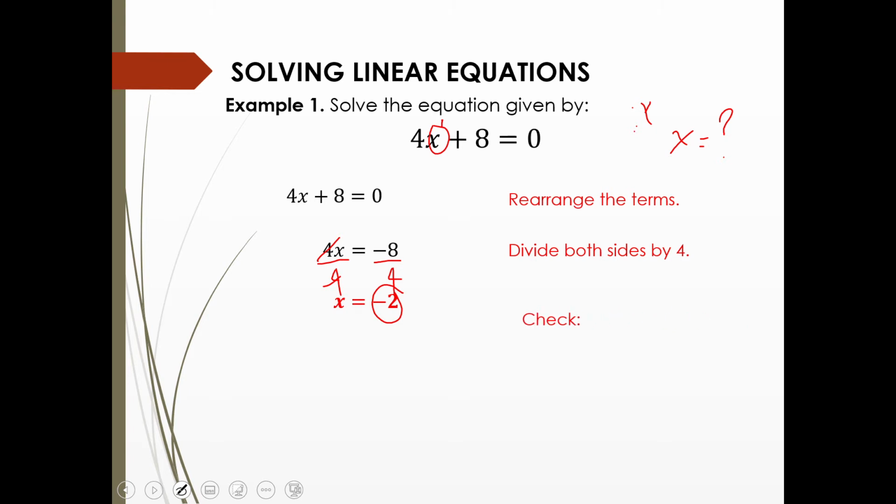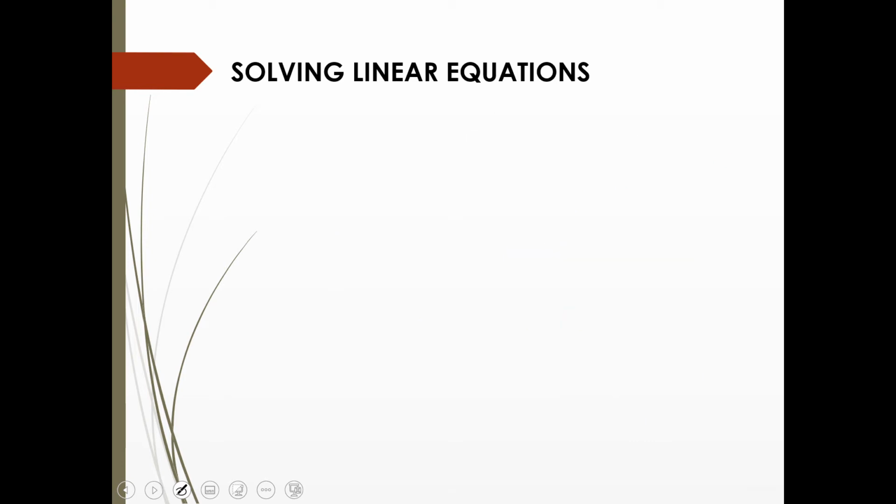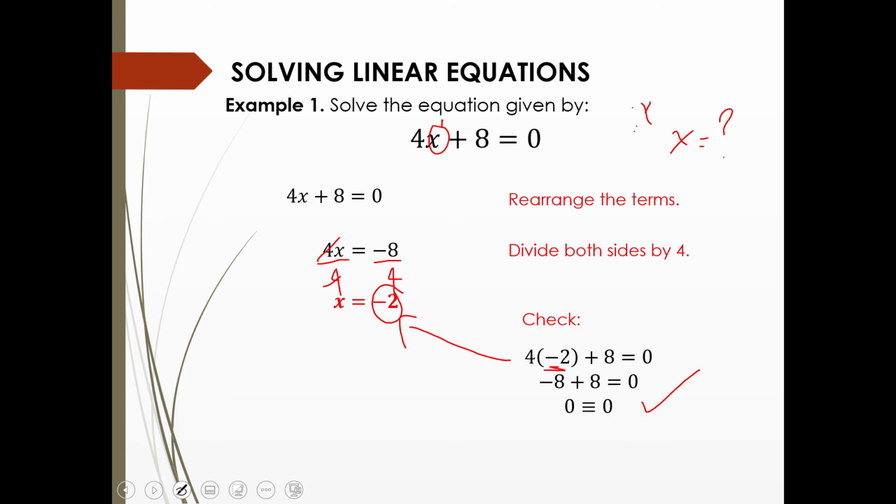So we will check, we will substitute the value of x. So 4, where x now is minus 2 based on our solution here. So we will see if this is equal. Minus 8 plus 8 equals 0, and we know that minus 8 plus 8 is equal to 0. So this is true, hence minus 2 is a solution.